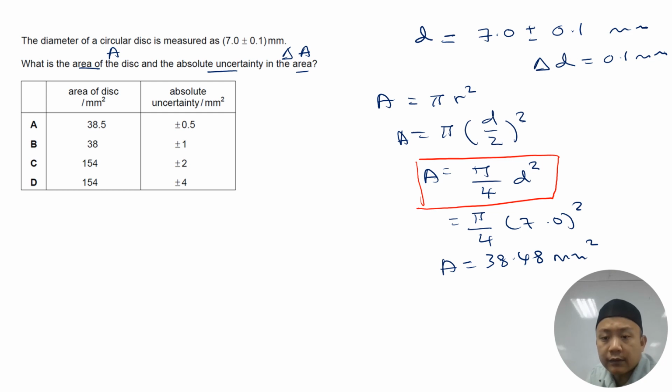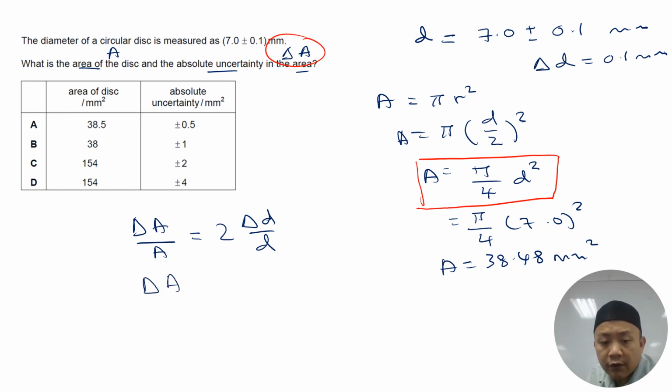Now, to calculate the uncertainty of the area, delta A, we look at this formula. We notice that this is d squared. So in order to get the absolute uncertainty of A, delta A over A, which is using the fractional representation of our uncertainty value, would be delta D over D, because this is squared, so we just multiply by 2. So the absolute uncertainty of the area A will be equivalent to 2 delta D over D multiplied by the area, where the value of area we already calculated as 38.48.